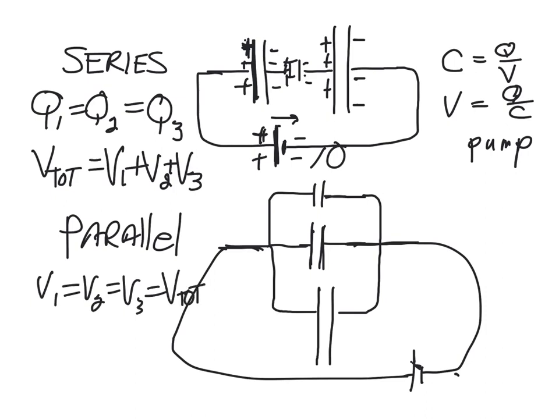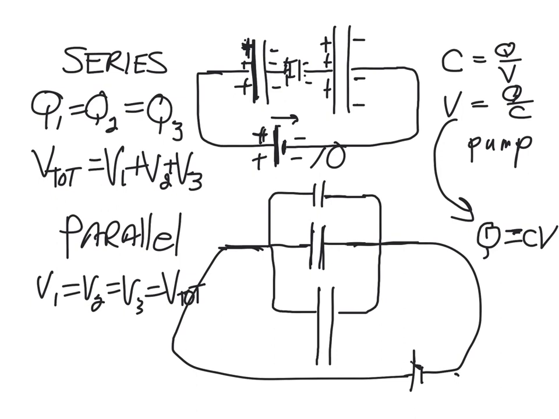But since the voltage is the same, the charge is going to be different, and it should be obvious that the biggest one is going to have the biggest charge. If we look at this equation and look at charge, we see that Q equals C times V. So if the V is the same for all of them, the bigger C will give you the bigger Q. And it makes sense, because when the battery's charging these three capacitors, the same amount of voltage is going to be able to put more on the bigger one and least on the smaller one.